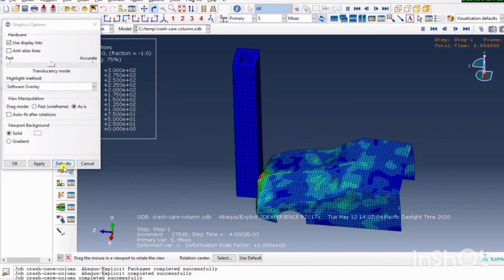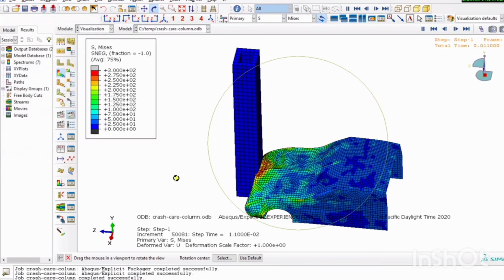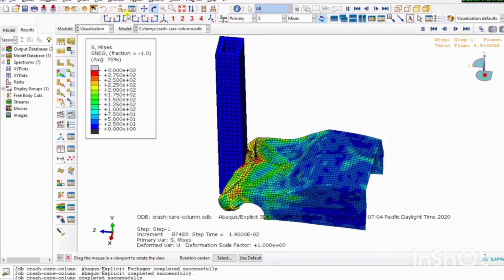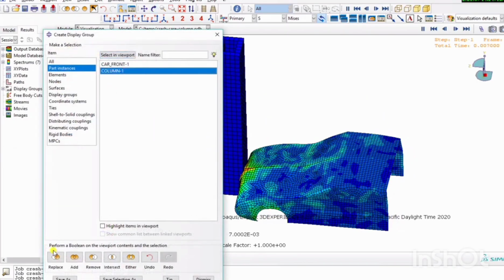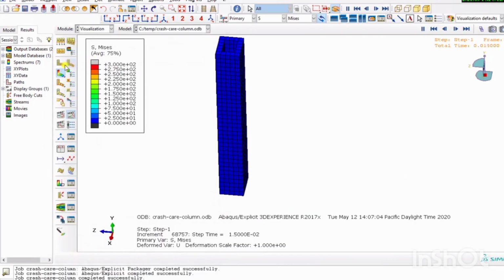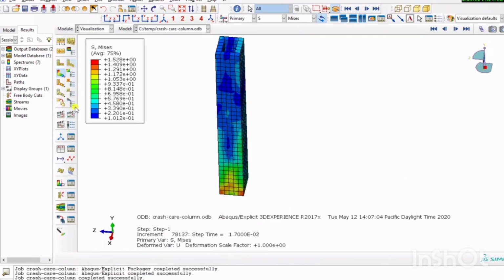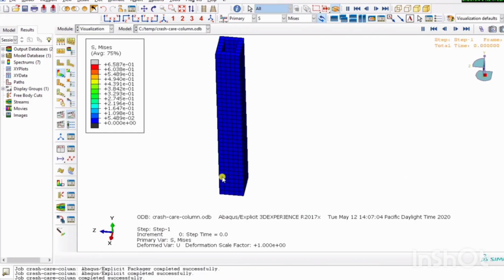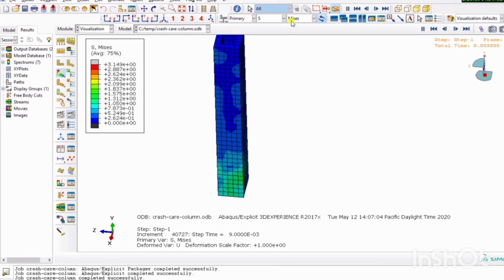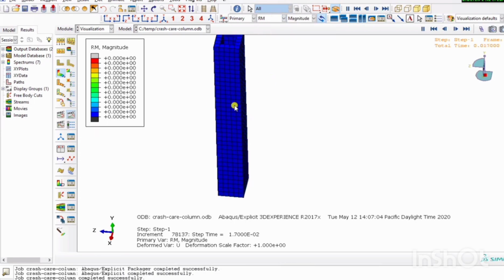In summary, explicit crash simulation is not just about visualizing deformation, it is about understanding the physics of impact, energy transfer, and the structural response in a controlled and predictive environment.